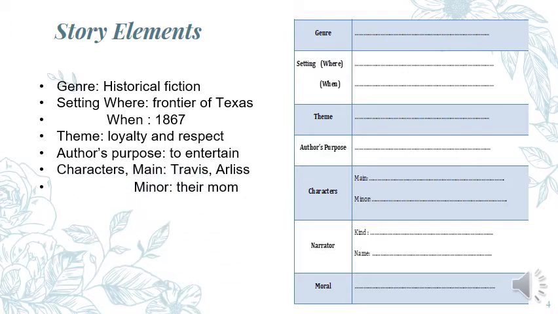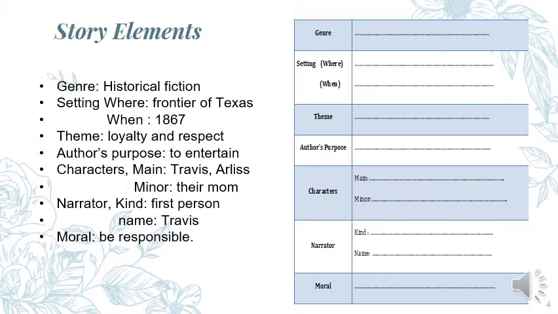Characters: Travis, Arliss, and the minor is their mom. And we can add also Old Yeller. The narrator is a first person narrator and the name is Travis. The moral, we can derive many morals. For example, I chose this: to be responsible, because Travis was responsible for his family. Also, we can talk about pets and that pets make good friends.